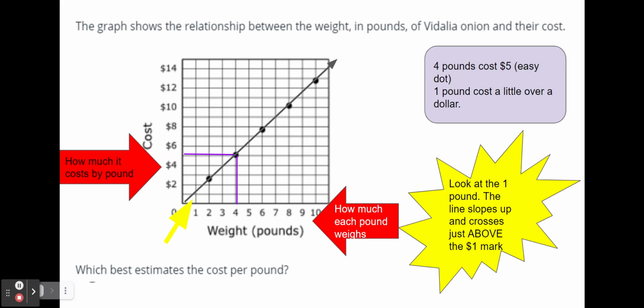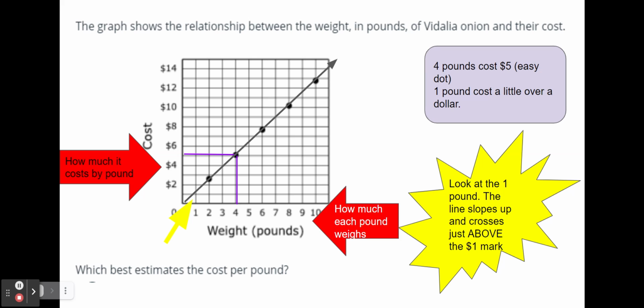The graph shows the relationship between the weight in pounds of Vidalia onions and their cost. Which best estimates the cost per pound? If 4 pounds cost $5, that's the easy dot. 1 pound costs a little over $1.